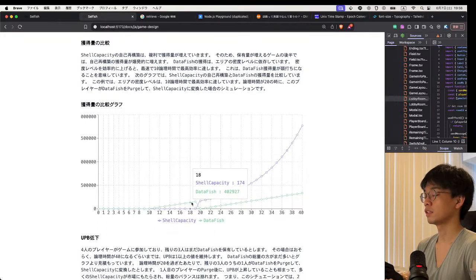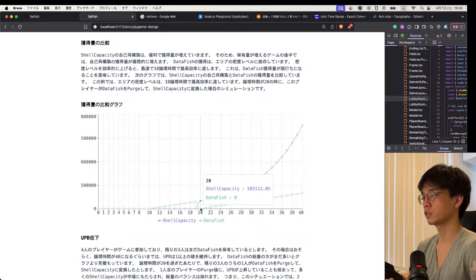So this is not dependent on the amount the player has. If you have 0 data fish, it is not related to the amount you acquire. The data fish is going up with the same efficiency.